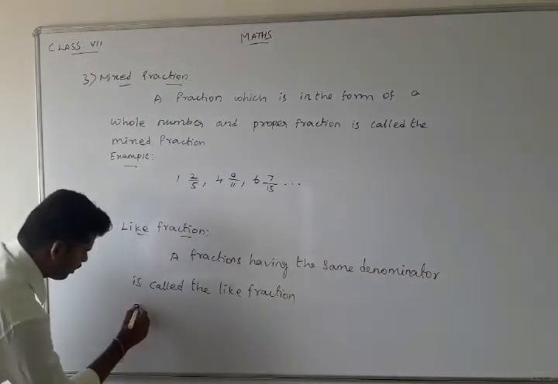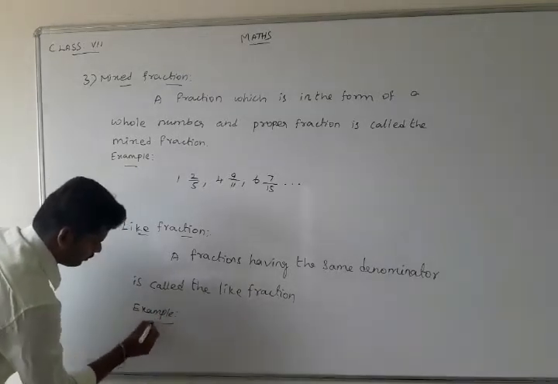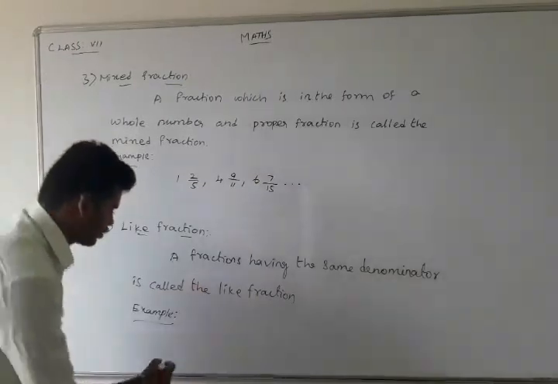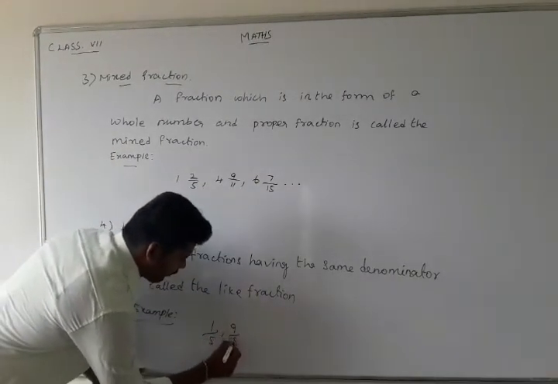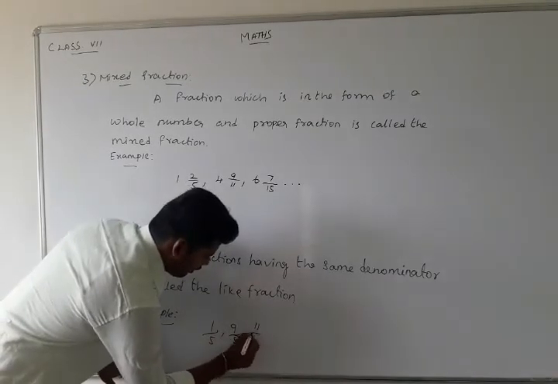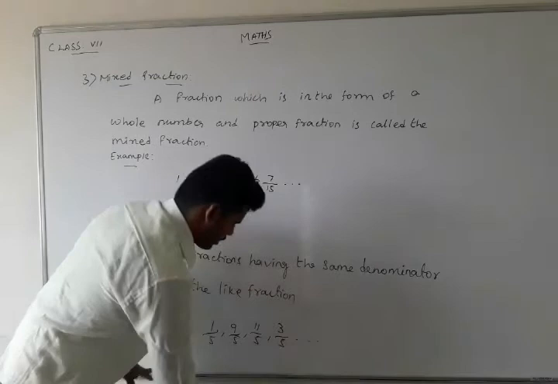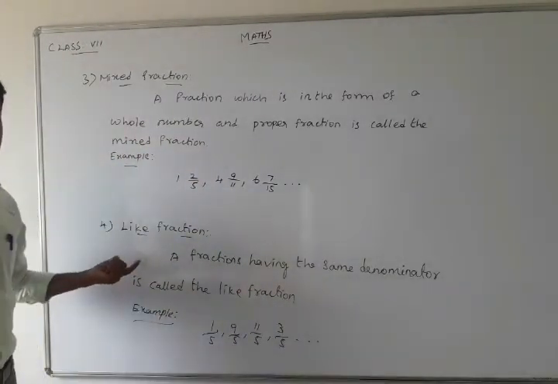Example: here the denominators are all the same. So 1 by 5, 9 by 5, 11 by 5, 3 by 5, etc. The denominator is the same number, so this is like fraction.